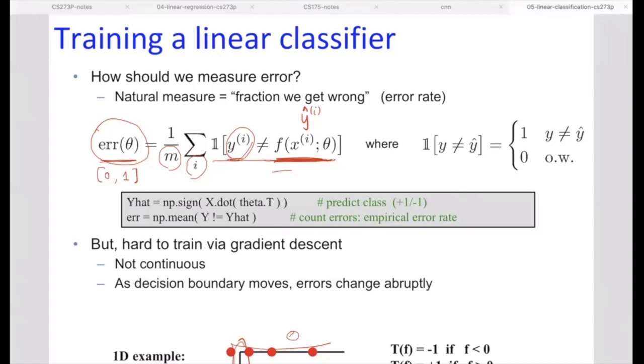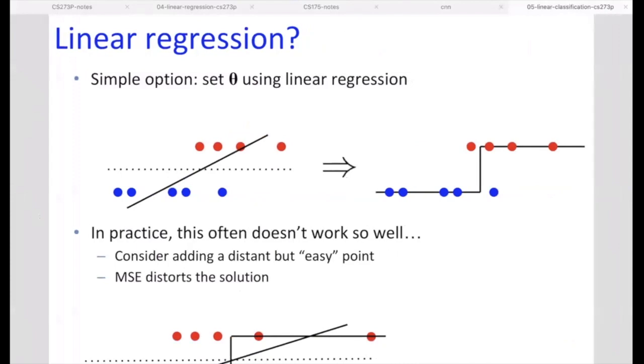As a result, it's very hard to train a gradient descent based algorithm to minimize this error function, because it's not differentiable. So it's not a very good choice as a loss function. Well, it's a good choice for measuring the accuracy of the model, but it's not a good choice to use as a loss function. So we need to come up with something else.